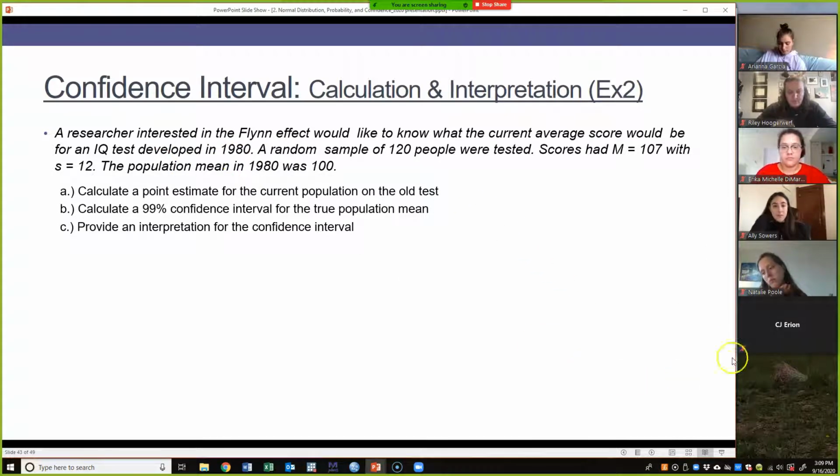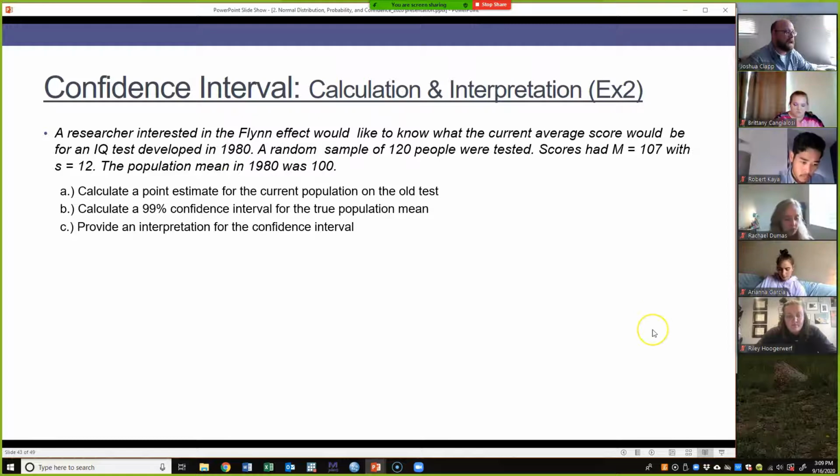So what we should find, in the absence of the Flynn effect, is that this test that was normed in 1980 should still, if I give it to people today, give an average of 100. Okay. So I give it to 100 people and find that they have an average score of 107 with standard deviation 12. Again, the population mean in 1980 was 100 like it was supposed to be. Same thing: calculate a point estimate for the current population on the old test, calculate a 99% confidence interval, and then provide some interpretations.